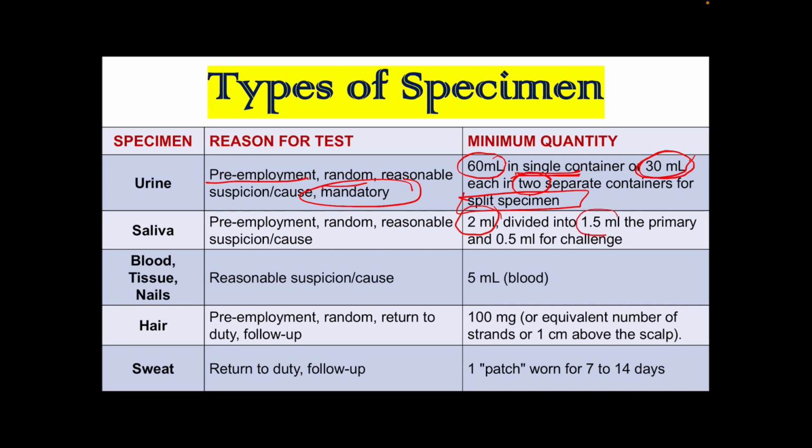So 1.5 ml for the primary test and 0.5 ml for the challenge test. For blood, tissues, and nails, same reason. So for blood, to be particular, it's 5 ml.